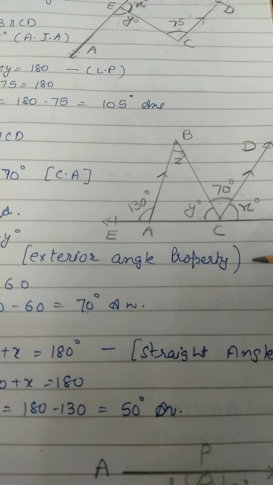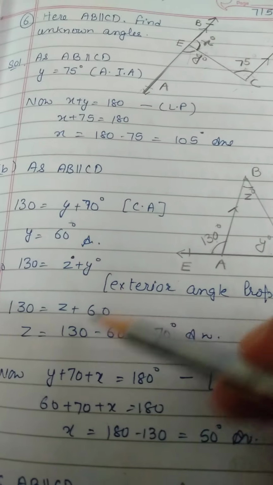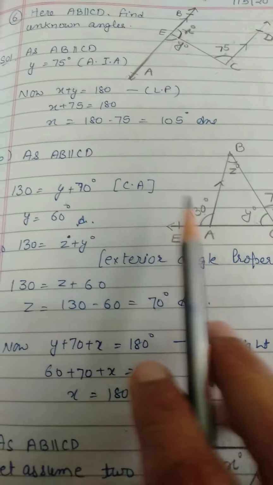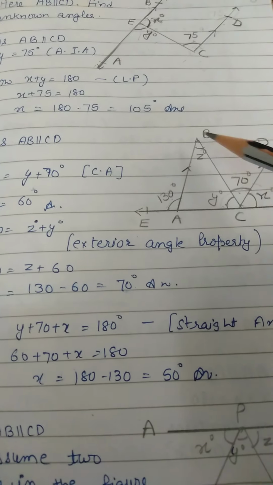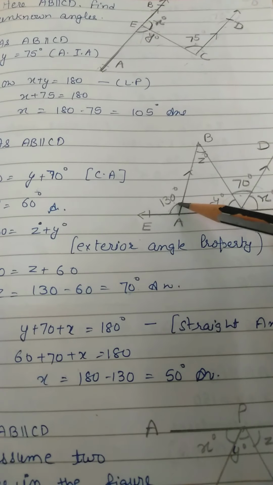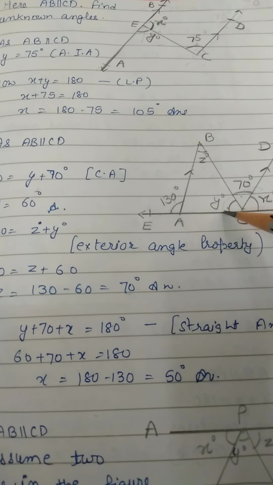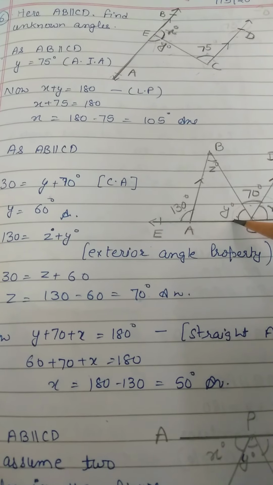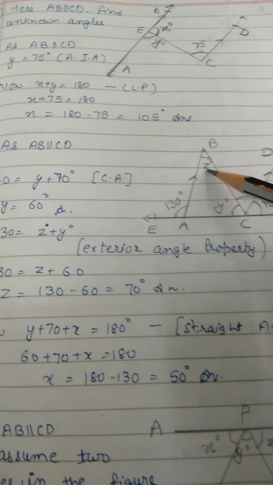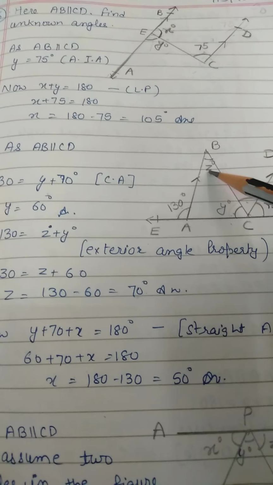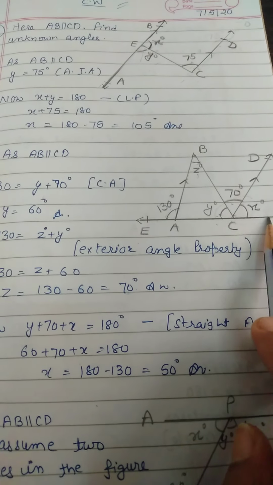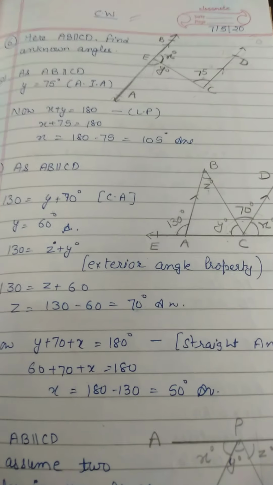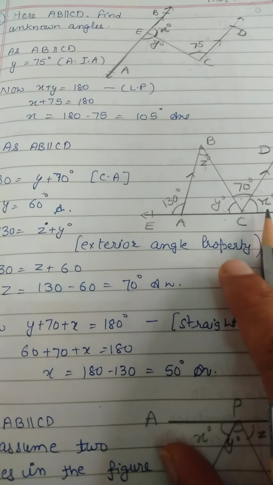Okay. Now y is equal to 60. Now 130 is equal to z plus y because it is creating a triangle. Fine. So the exterior angle is equal to the sum of the opposite interior angles. So I put the value of y and then I get the value of z. This is a straight angle. The sum of a straight angle is 180 degrees. So that's why I put the value of y, then I get the value of x.